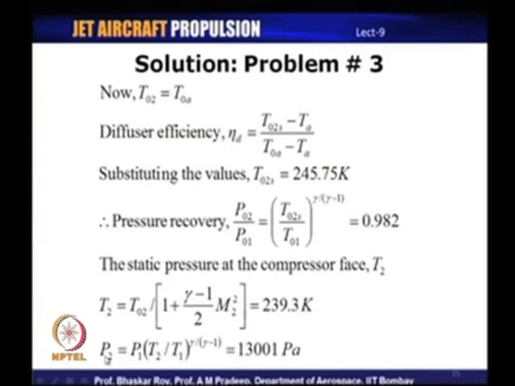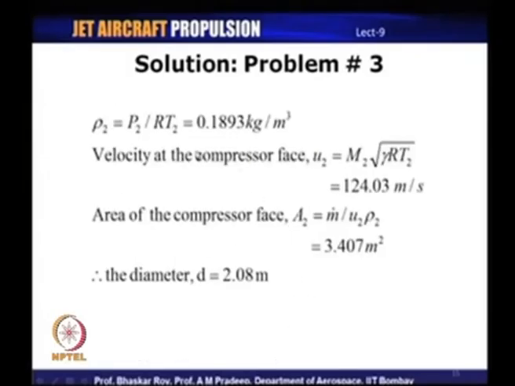And what about P2? P2 is equal to P1 into the static temperature ratio T2 by T1 raised to gamma by gamma minus 1. T1 has already been calculated in the previous part. So, static pressure comes out to be 13001 Pascal. Therefore, density can be calculated. Density is equal to P2 by R T2, which is 0.1893 kg per meter cube.